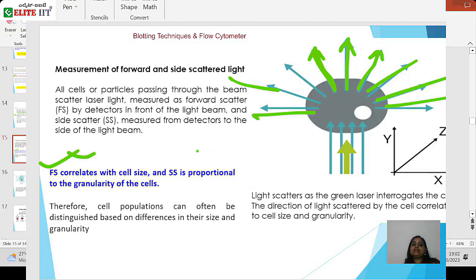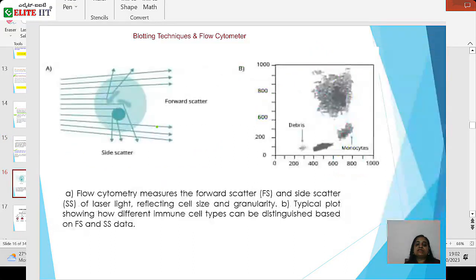How is it coming out? Let's see, this is the picture actually. You will see a lot of dots. For every particle, you will get a peak. If you consider this is the x-axis and this is the y-axis, this is giving you the forward one, and here it will measure the side.